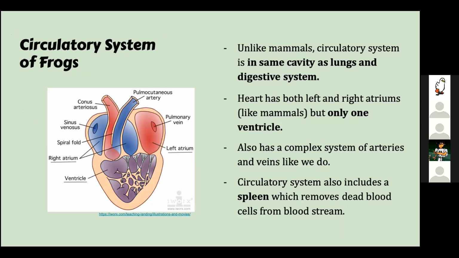In frogs, the circulatory system is a little different. There's only one ventricle in the heart, as you can see in the photo, but it does have 2 atriums, a right and a left atrium. The arteries and veins throughout the body are very similar to mammals like the rat. The last part of the circulatory system is the spleen, which takes out debris from the bloodstream, so it's not clogging up the body.